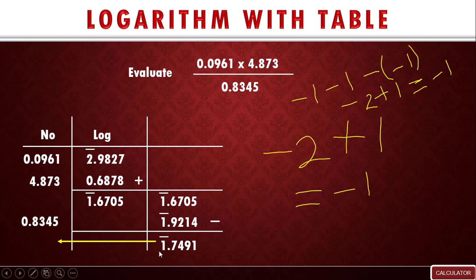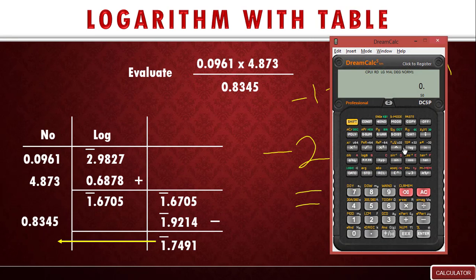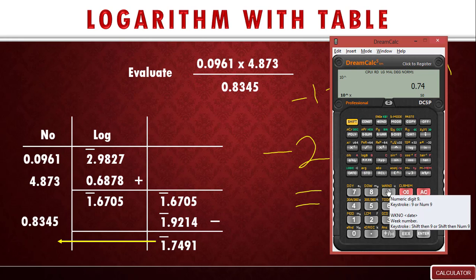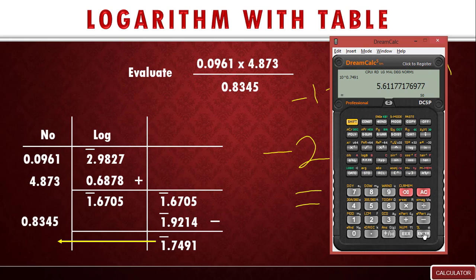Okay, so let's try to do that with our calculator. We're checking the antilog of 0.7491 as a workaround. Okay, press shift or your second function on your calculator, then press log and press 7491. Press equals to or enter.